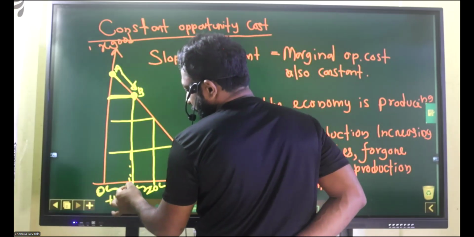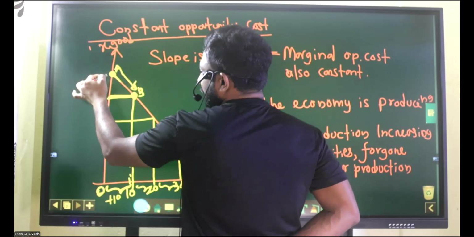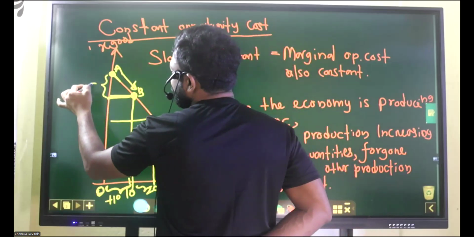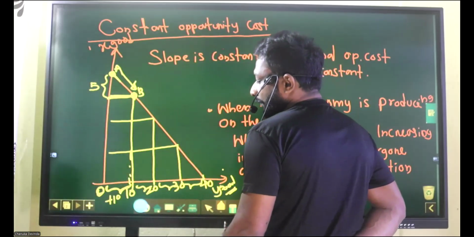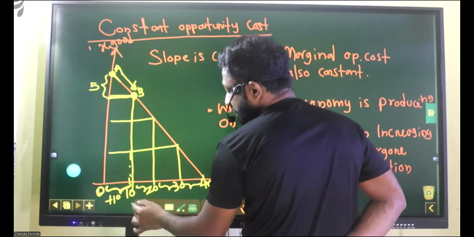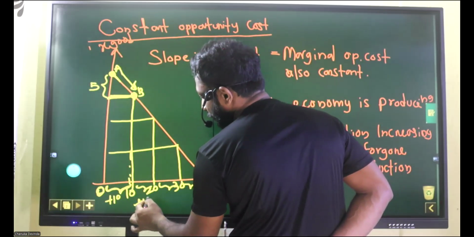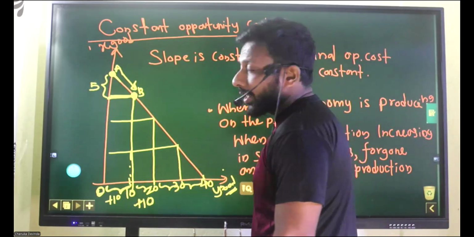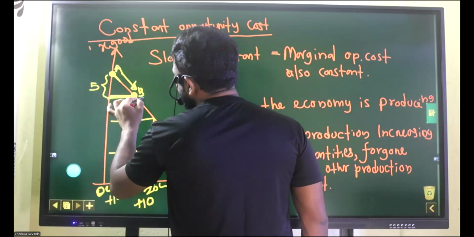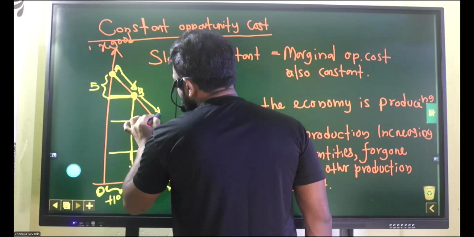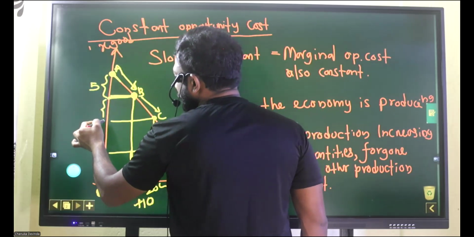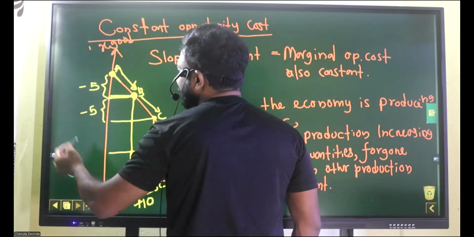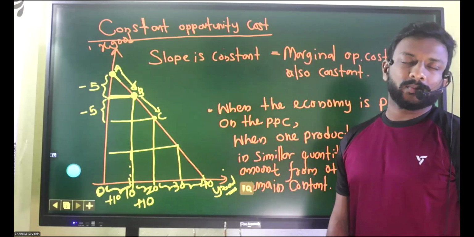When one production increases by 10 units, the other production is getting reduced, similarly here by 5 units. When the Y production increases again by 10 units, 10 to 20, B will shift to C. Now again the foregone amount remains constant, 5 units. So it is getting reduced by 5 by 5.